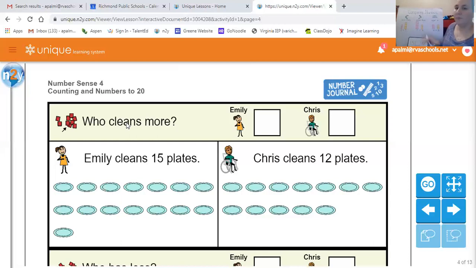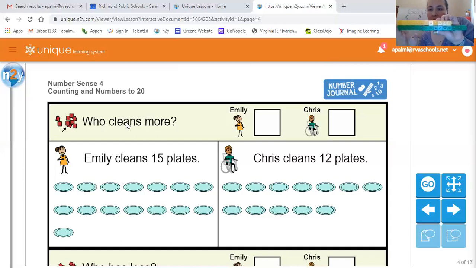It's kind of hard to see. So I am going to put my two towers next to each other and I'm going to try and hold them up so that you can see them very closely without dropping them. Just give me a minute. Okay, so here are my towers. And remember, Emily is green and Chris is yellow.